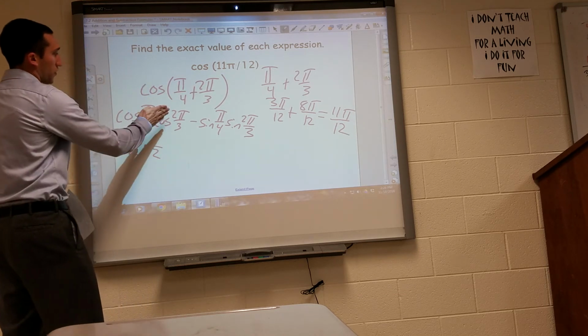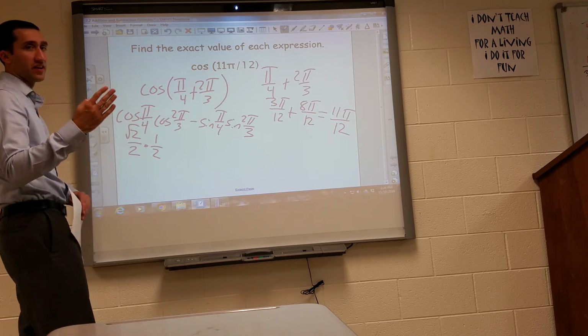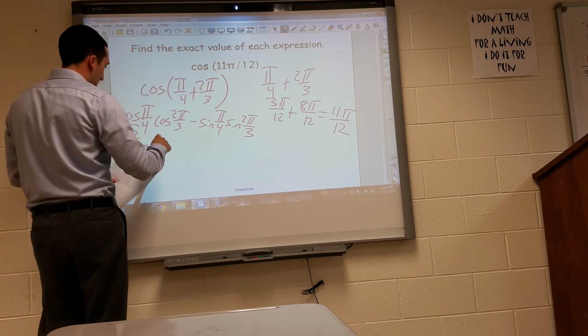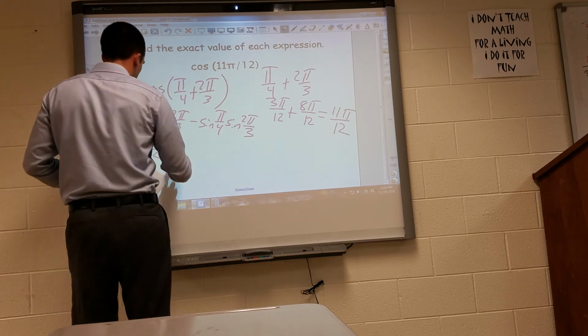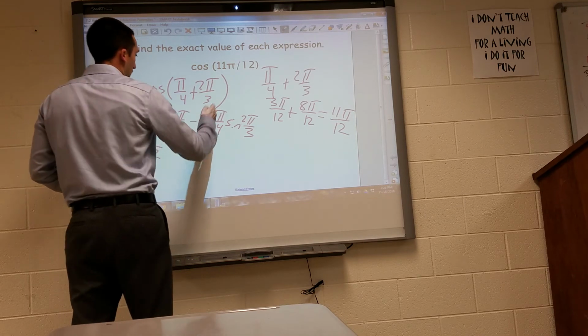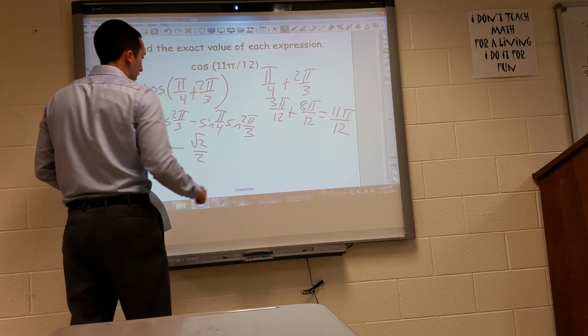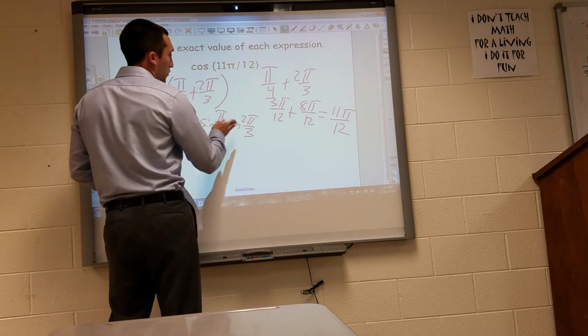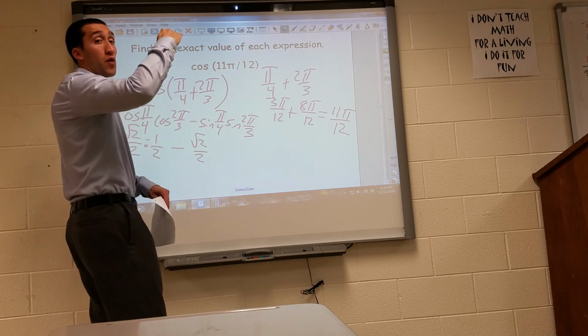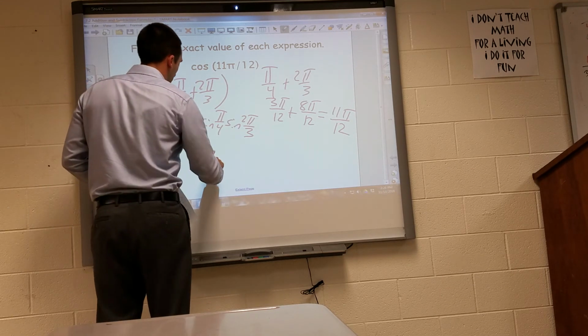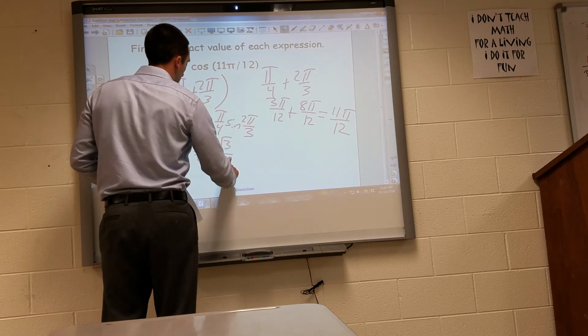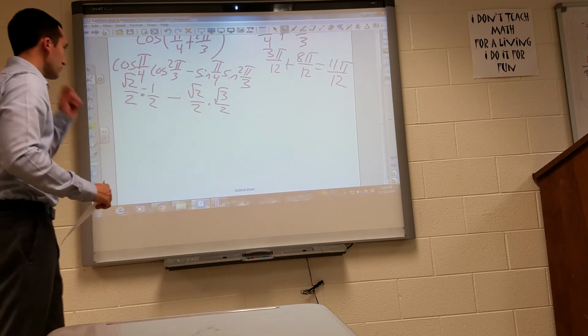And let's see, since cosine 2 pi over 3, since that's in the second quadrant, that should be a negative 1/2. And then subtract, sine is going to be radical 2 over 2. Sine of 2 pi over 3, since that's in the second quadrant, my y values are positive, so that's going to stay positive radical 3 over 2.